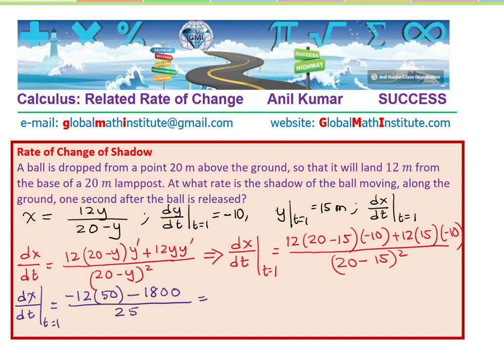And that gives you minus 600 minus 1800 over 25, which is minus 2400 over 25. 25 times 4 is 100. So multiplying by 4, we get 96. The units being meters per second.